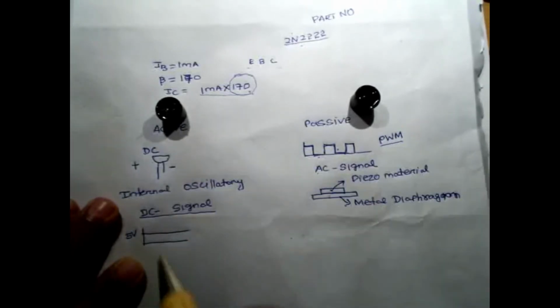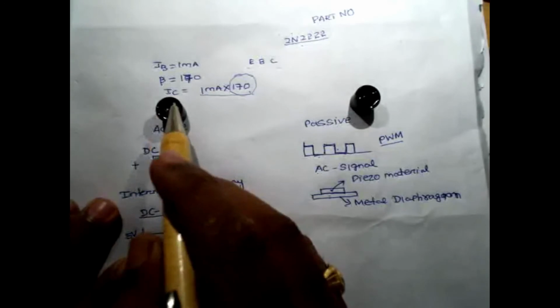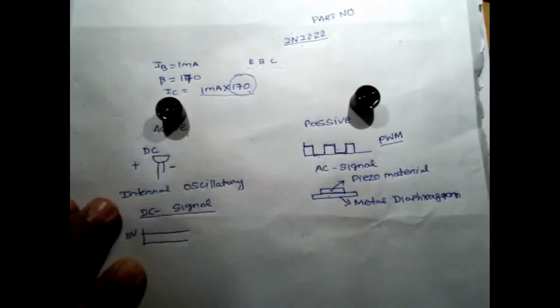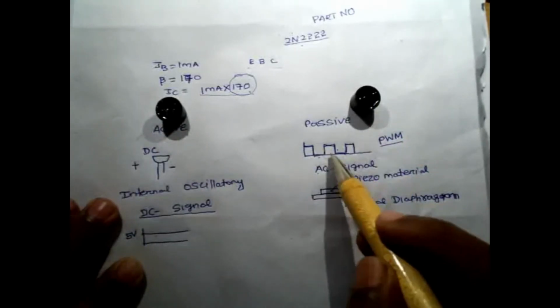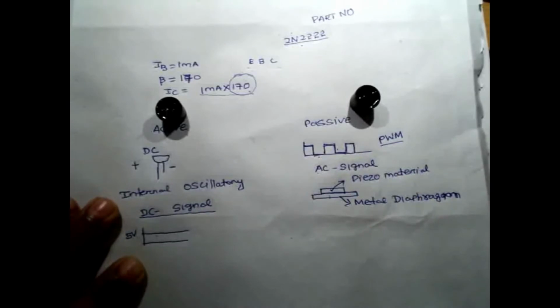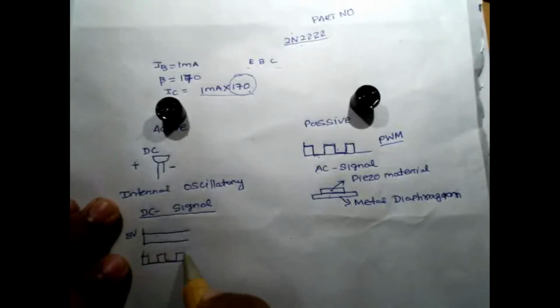But in this case, suppose I reverse it. Suppose I give the negative here and positive here. Then this will not make any sound. A constant voltage is required. But this passive buzzer requires a fluctuating signal to operate. Suppose I give a fluctuating signal to the active buzzer also. This will also operate, but the sound will be less.